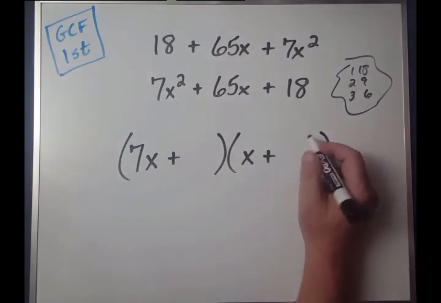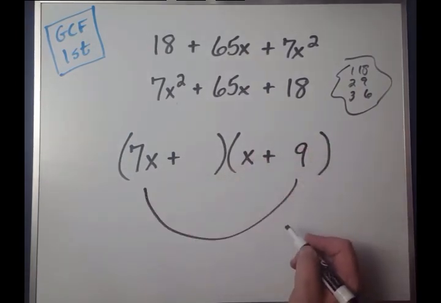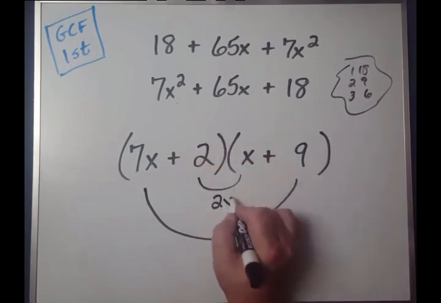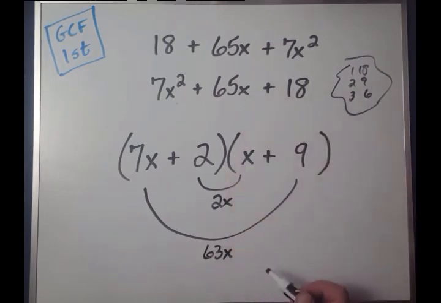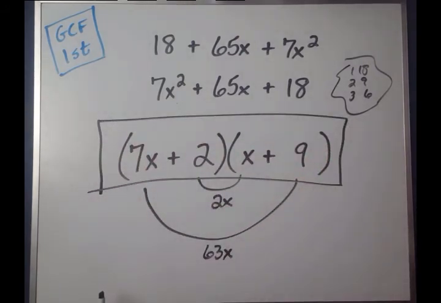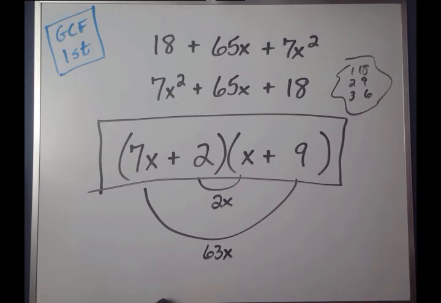But if I put the 9 here, what's the outside going to be? 63. I think we might have something. The inside is plus 2x. The outside is plus 63x. That gives me plus 65x back in the middle. And so that's how this one factors. How'd you do? Let's have a look at number 68.